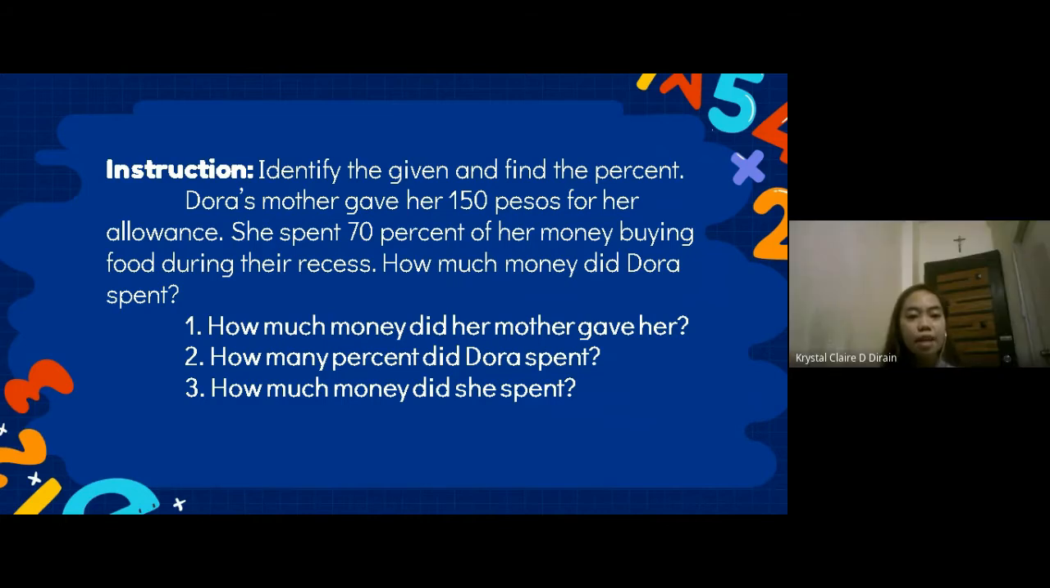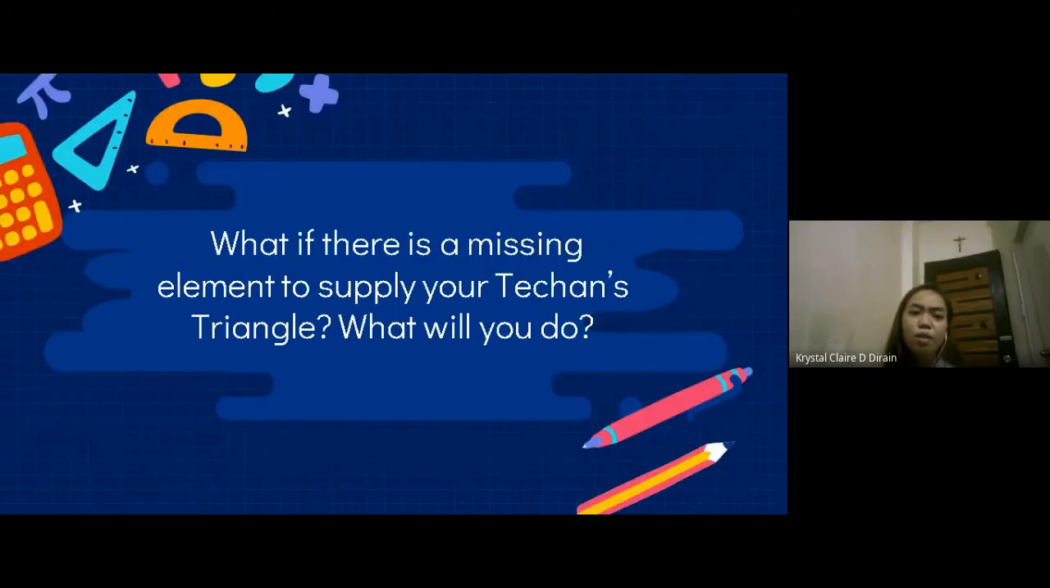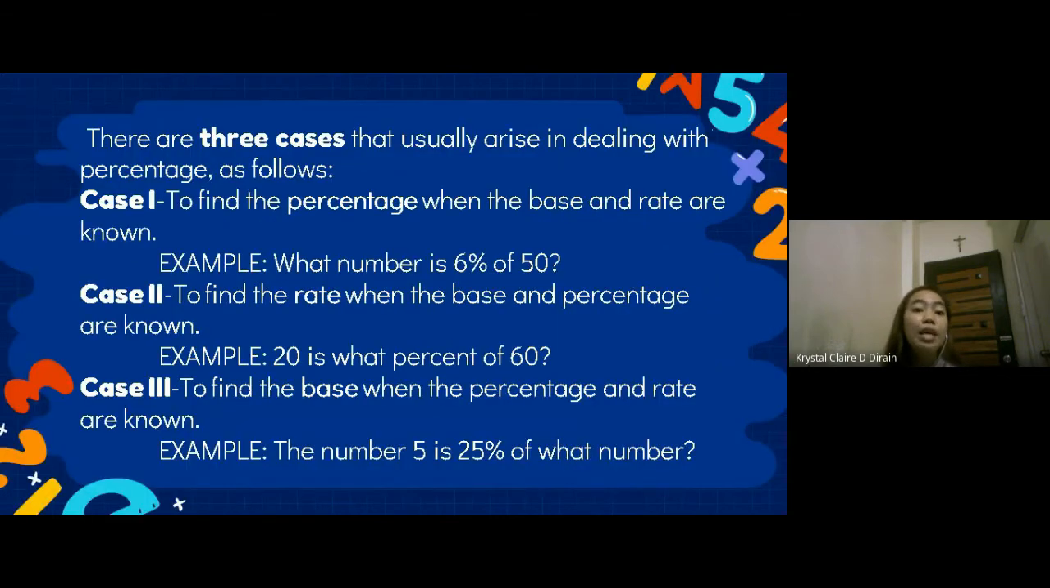Okay. From these three, can you please identify whether number 1 is the rate, base, or the percentage? Question number 1 is for the base. Number 2 is for the rate. And number 3 is for the percentage. That's right. Very good. So what if there is a missing element to supply your Kitchen's triangle? What will you do? We have 3 cases that usually arise in dealing with the percentage, and they are as follows. Case 1, when the base and the rate are given, and we will now look for the percentage.